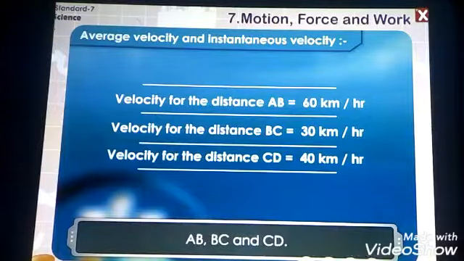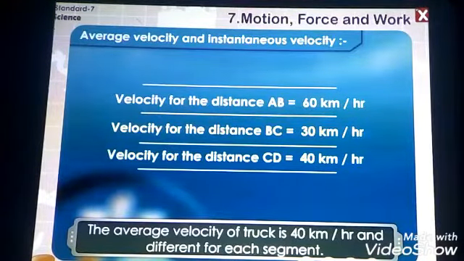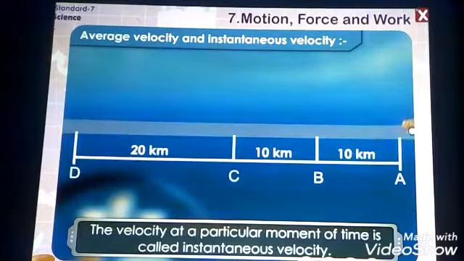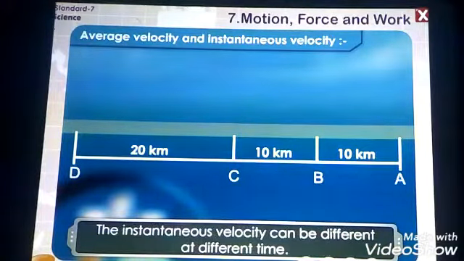Velocity for the distance AB is equal to 60 km per hour. For BC it is 30 km per hour, and for CD it is 40 km per hour. The average velocity of the truck is 40 km per hour. So therefore, the velocity at a particular moment of time is called instantaneous velocity. The instantaneous velocity can be different at different time intervals.